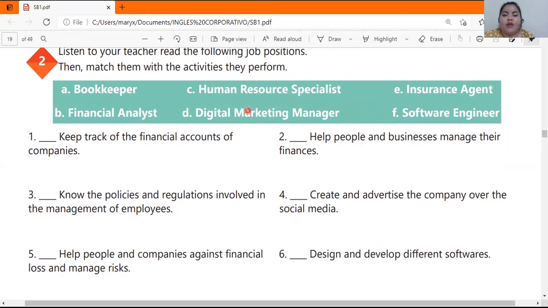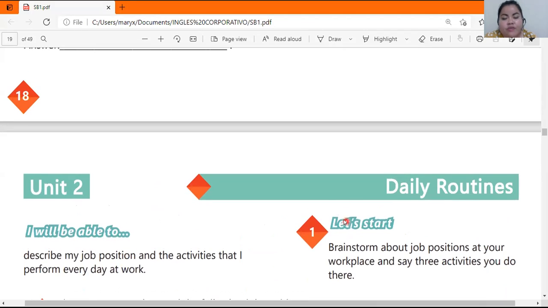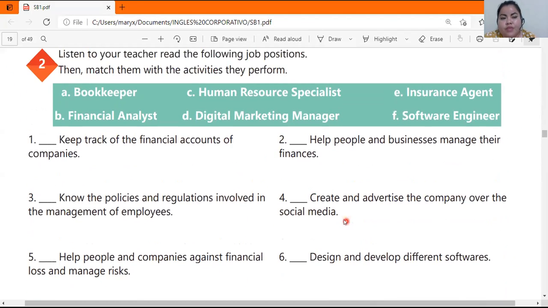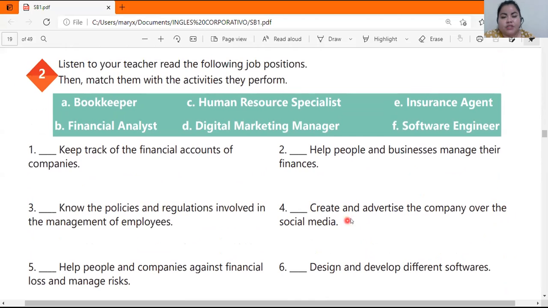Ahora, vamos a trabajar en equipos para identificar cada una de las definiciones de este vocabulario. Okay? Vamos a trabajar en parejas, no en equipos. So, everyone, ¿todos están en la página 19 de su libro? Ejercicio número 2, ese es el que vamos a trabajar. Página 19, ejercicio 2. Let's start.